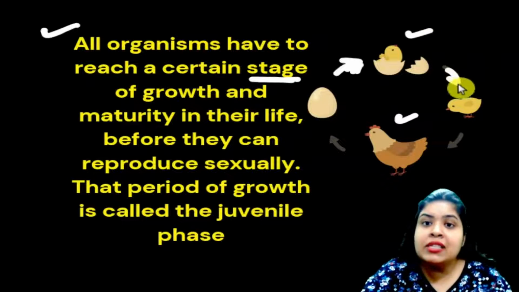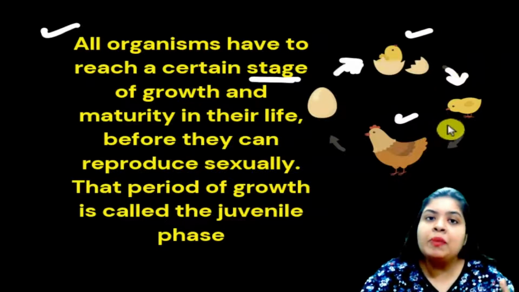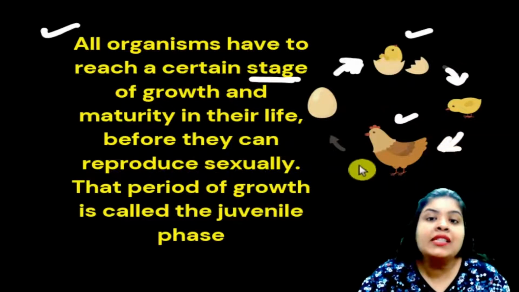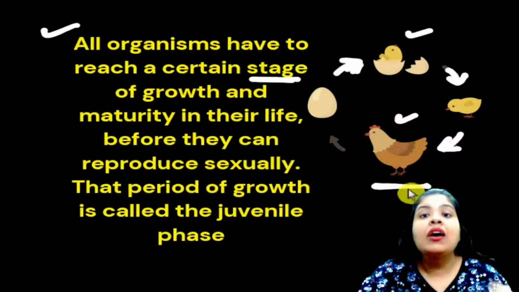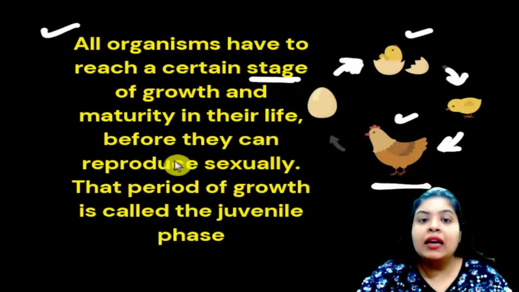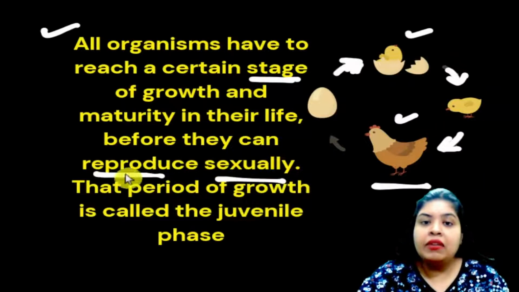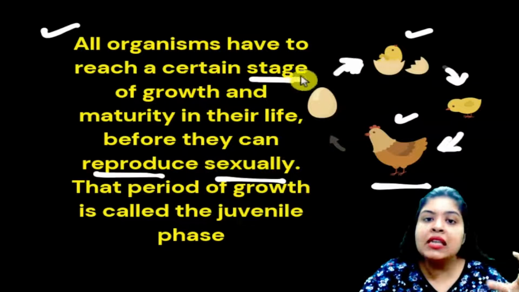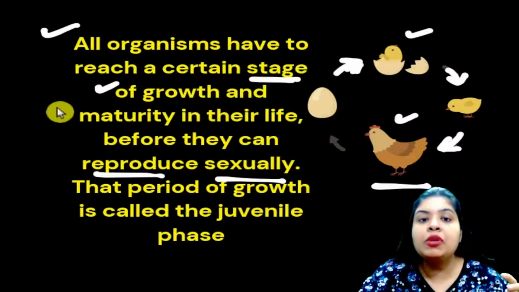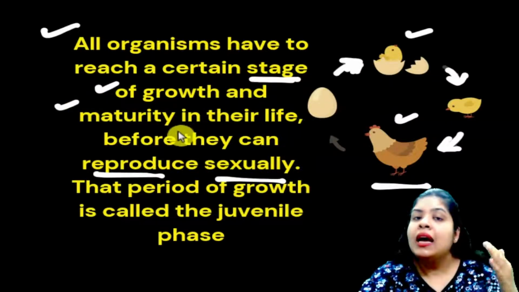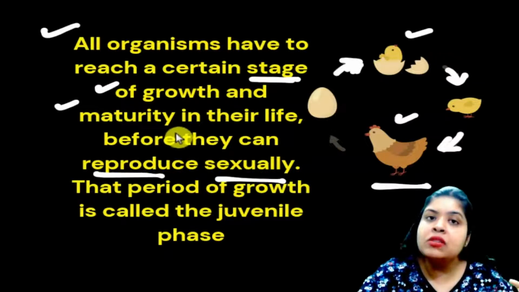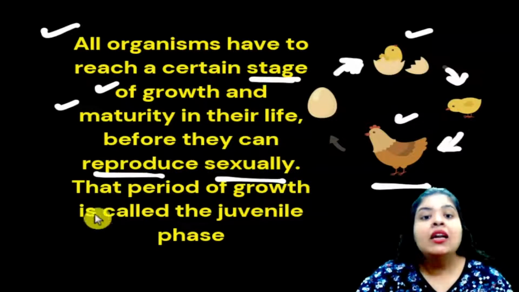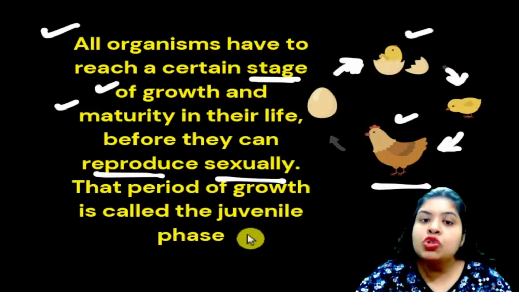Fine. So now this chick is not able to reproduce once it is born, so it has to further grow and it has to reach a certain stage in life wherein it can start to proceed further with reproduction. Fine. So therefore they are saying all organisms have to reach a certain stage of growth and maturity, when their body has grown and all the organs, reproductive organs, are also matured in their life before they can reproduce sexually. Fine. Now this period of growth is what you call the juvenile phase.